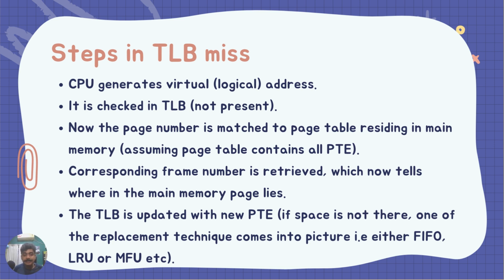So after that, the TLB is updated, because the TLB did not have this record, and it follows, as we saw earlier, the most recently used algorithm, and now this page is the most recently used, so the TLB is updated. So the new page that we had found in the page table is updated in the TLB. That particular mapping is updated in the TLB with the new page table entries, if there is space. If space is not there, then one of the replacement techniques comes into the picture, like first in first out, or least recently used, or most frequently used.